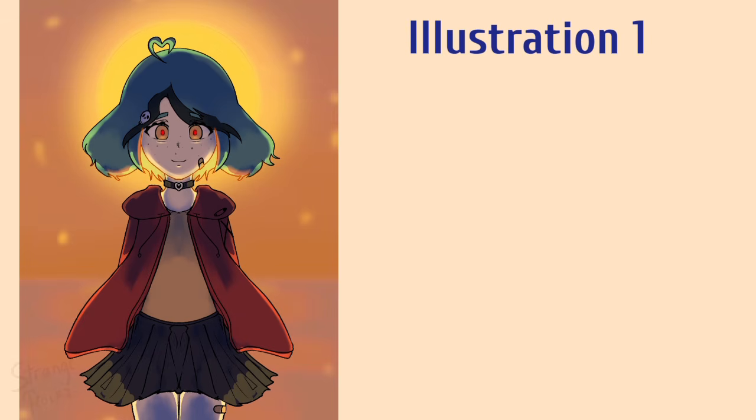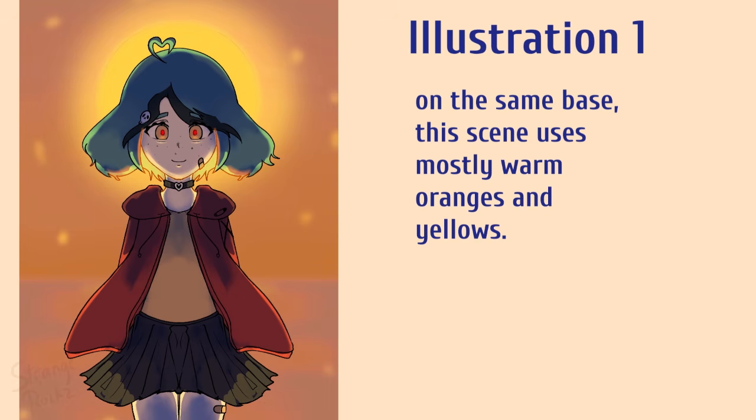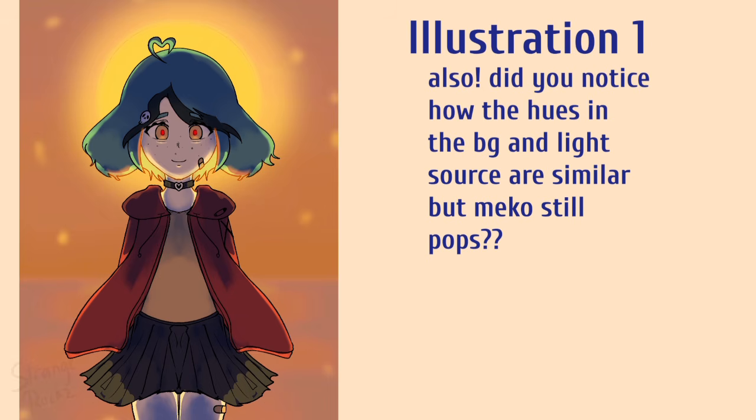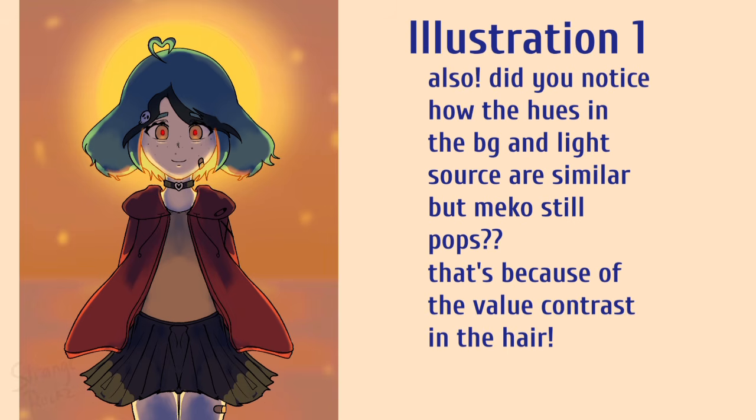While in the second illustration, you can see that I've made kind of like a sunset scene, right? Again, on the same base, this scene uses mostly warm colors like oranges and yellows. And because the background is warm, the cooler teal hair stands out more, which keeps the character at the focal point. Also, cool thing, did you notice how the hues in the background and the light source are similar, but Mako still pops? Well, that's because of the value contrast in the hair, right?